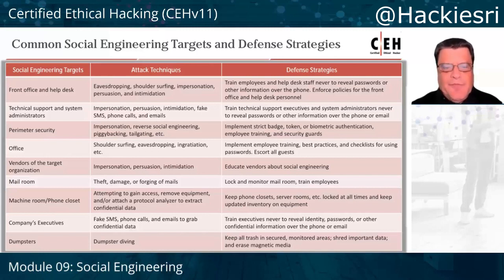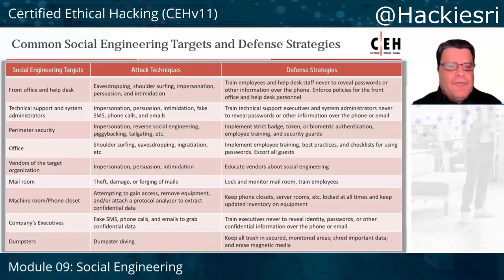Next target would be the machine room and phone closet. Attempting to gain access, remove equipment, and/or attach a protocol analyzer to extract confidential data is commonly the case. Also, something that can be done with actual physical ingress would be using something like a Raspberry Pi, which is not a dessert topping. A Raspberry Pi is a small self-contained computer that can be interspersed into a connection platform in order to eavesdrop on it. At this point, you could keep phone closets, server rooms, etc. locked at all times and keep an updated inventory of equipment if you can afford to do so. I would also advise keeping a live video feed on these premises.